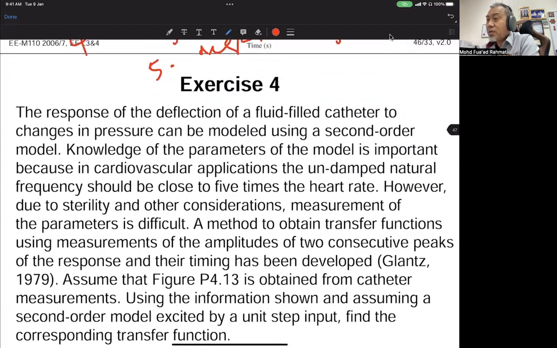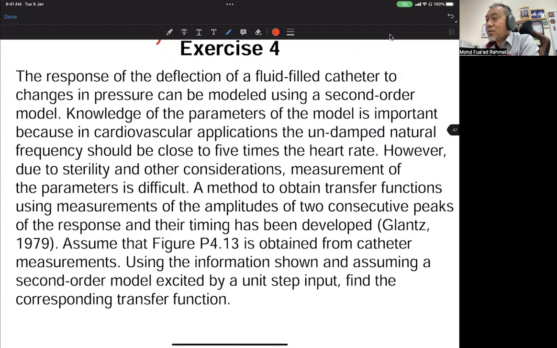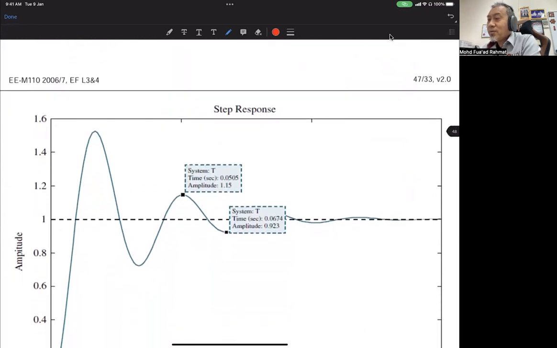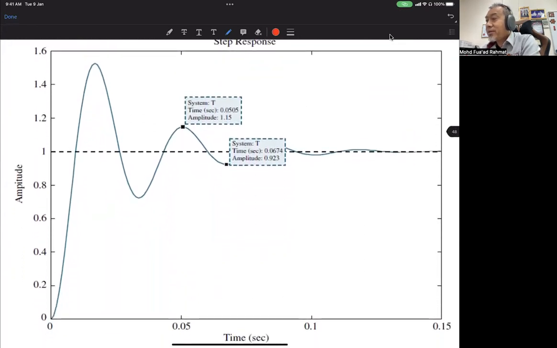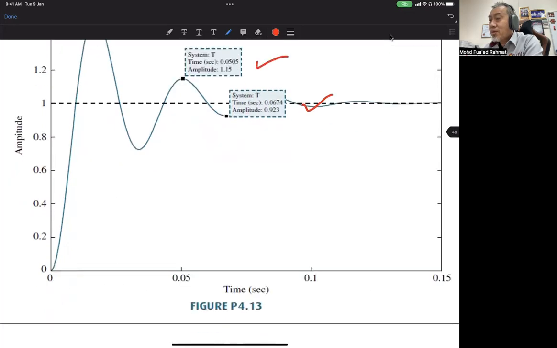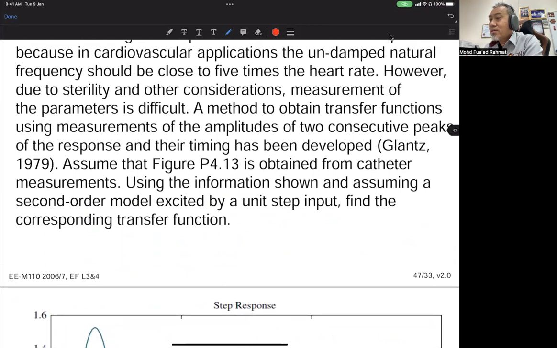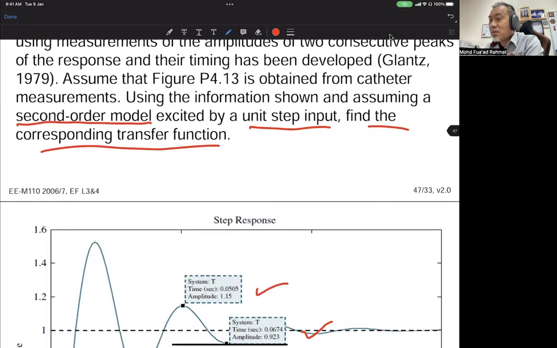There is exercise 4 as well, so very long explanations. But at the end of the day, it is the graph that matters. Okay, you can see that here is given an amplitude of 1.5 with the times. This one as well. So what is the question actually? Assume the response is obtained using a second order model with a unit step input. Find the corresponding transfer function.